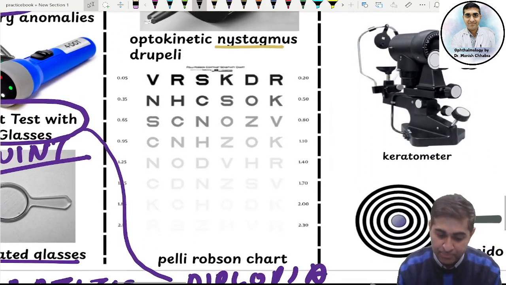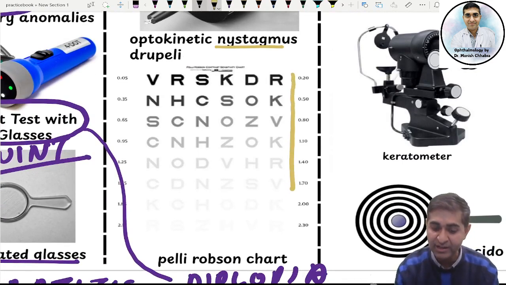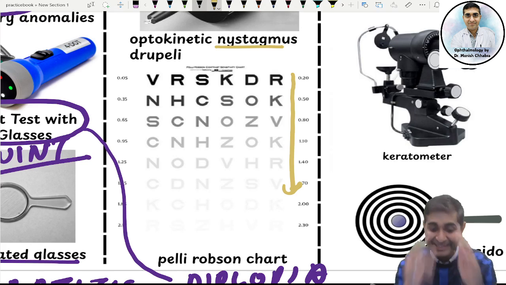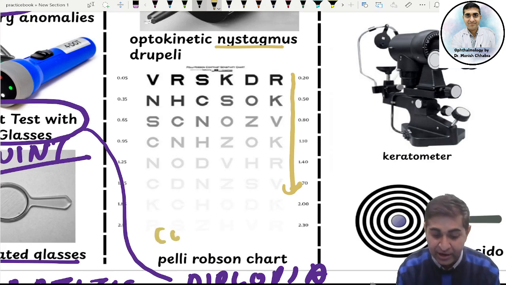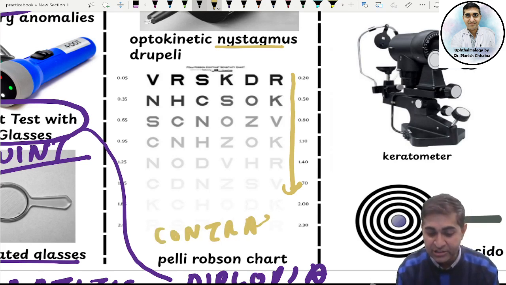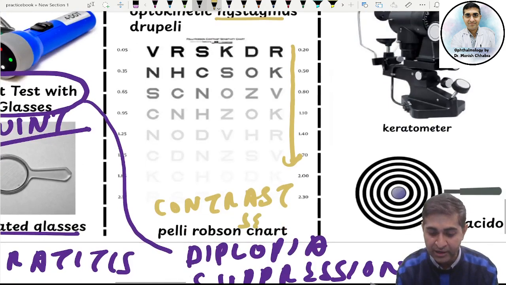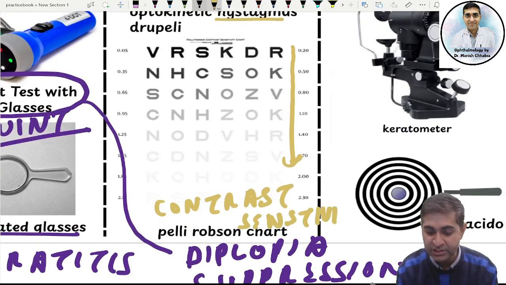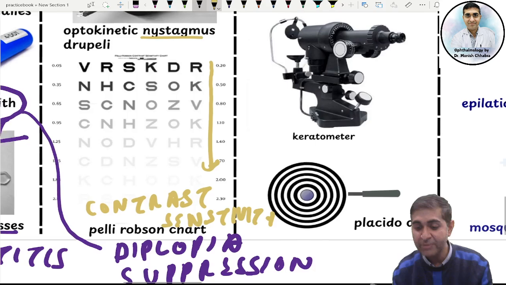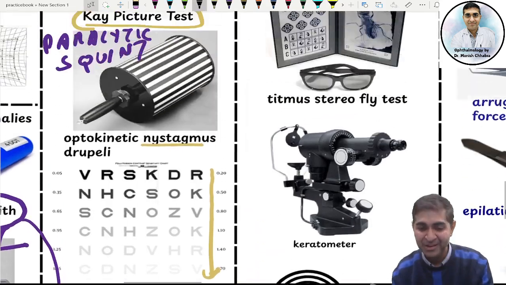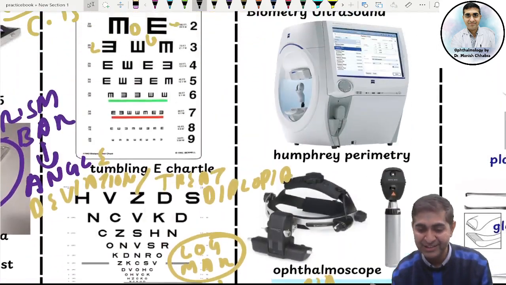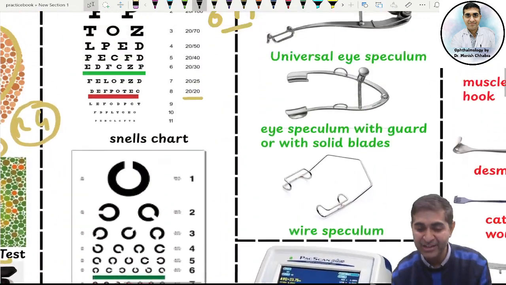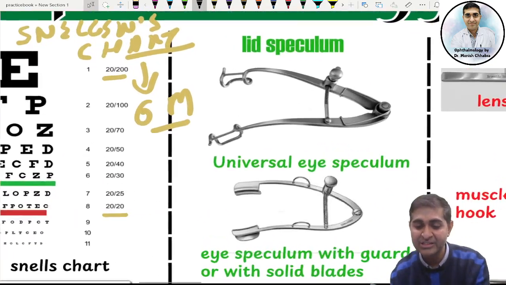Yes, this is your Pelli-Robson chart. So you can see that the brightness of the letters is decreasing. So this is your contrast sensitivity. It is used for contrast sensitivity testing. Yes, and can you tell me which is the earliest symptom of cataract? It is not loss of vision, my dear friends, it is your loss of contrast sensitivity.